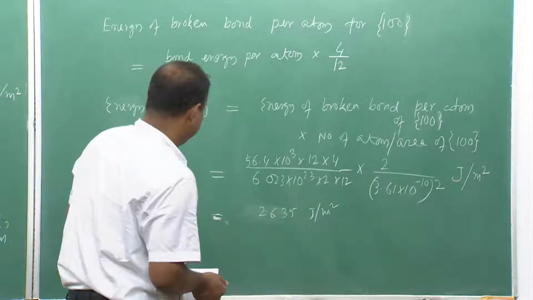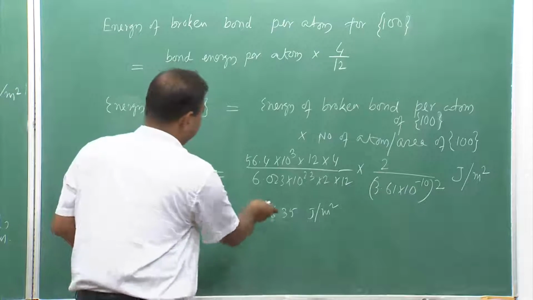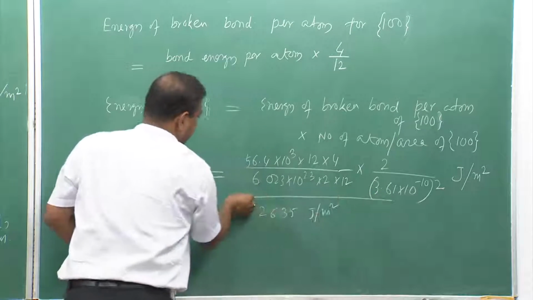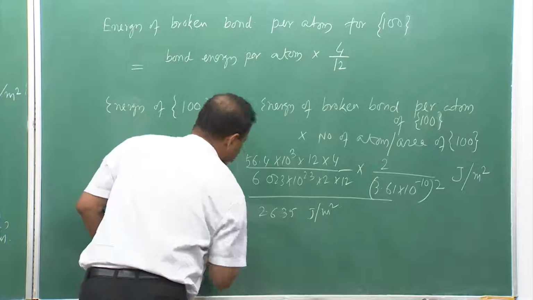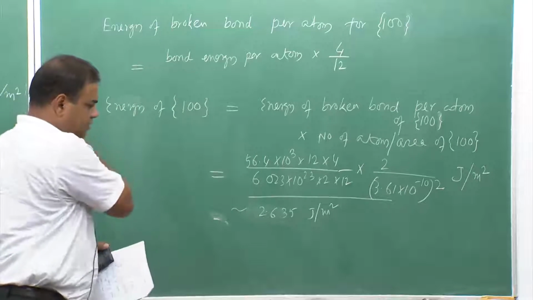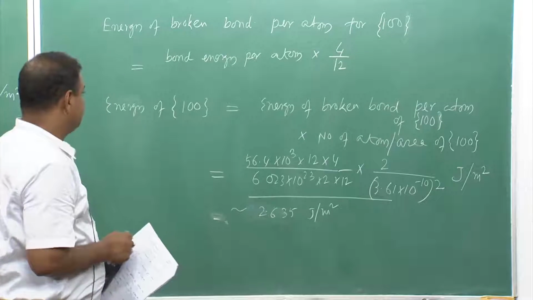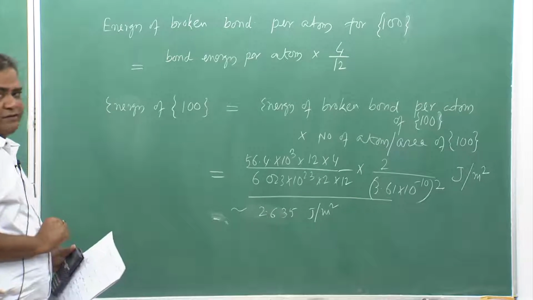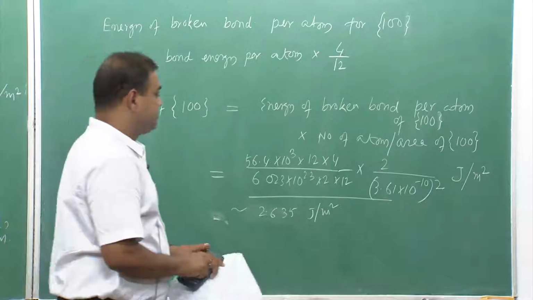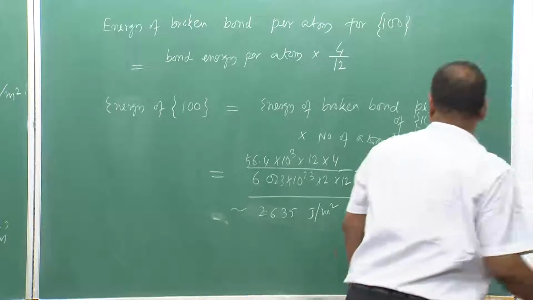Some calculation mistake, you just find this value, you would get the value, most likely it will come around that. You just check if this value is coming in that range, but the procedure is like this. So, the procedure becomes this.